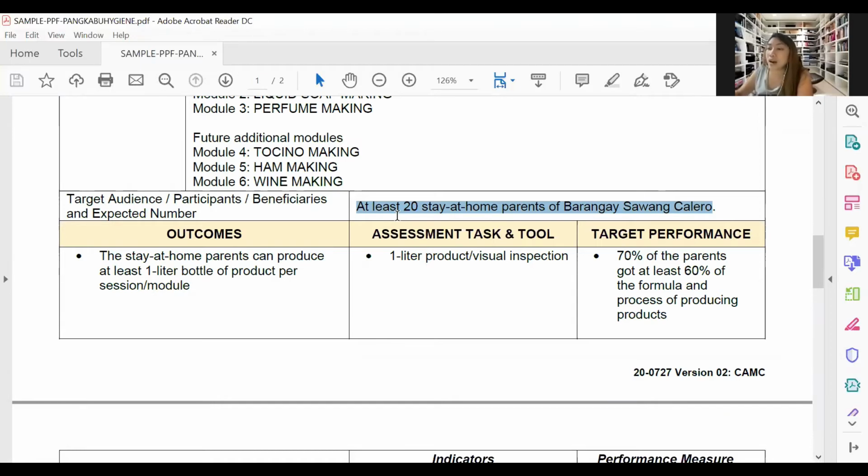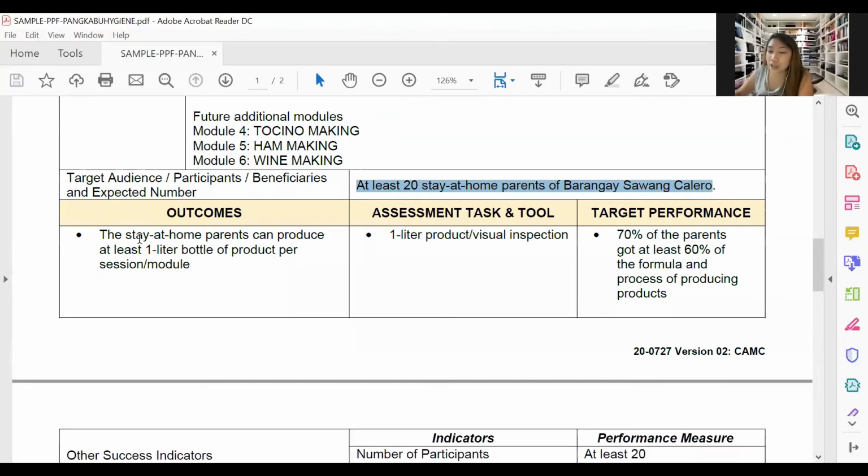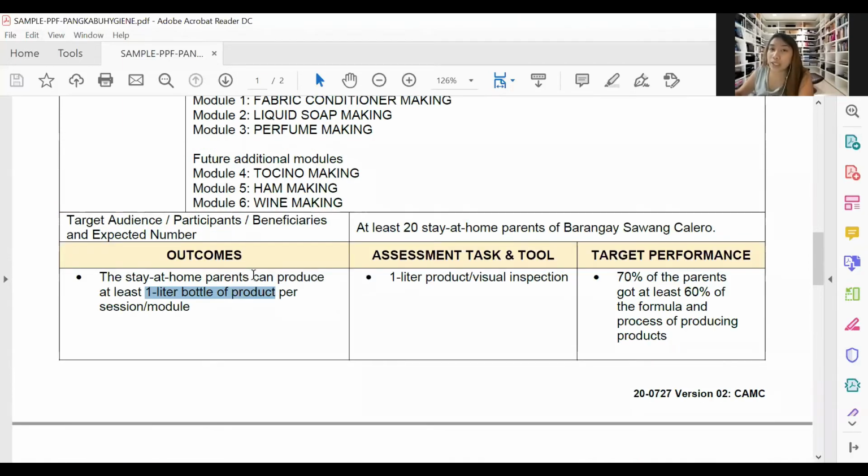We had around 35 to 50 participants when we did this activity. Then you have to specify your outcomes. So the stay-at-home parents should be able to produce 1 liter bottle of product per session. So if soaps, number of bar soaps. If perfume, at least a certain milliliter of bottle of perfume can be produced with this.